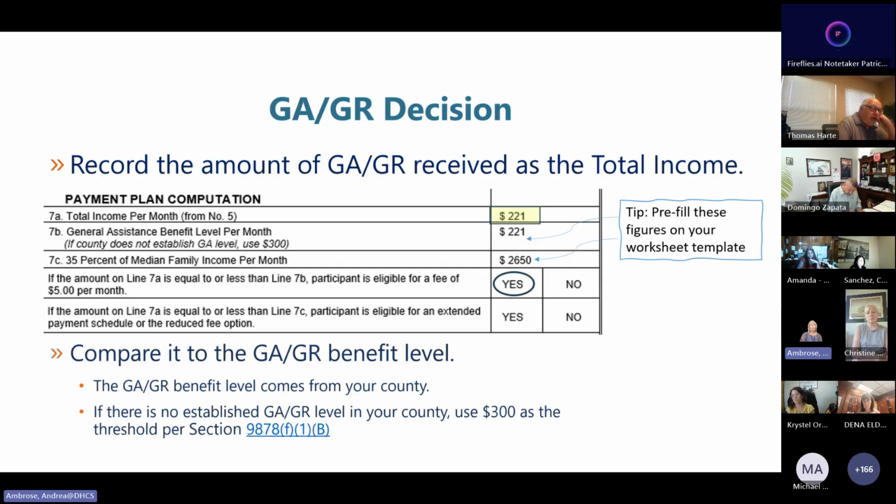Now, in your worksheet, you're going to want to make sure that you pre-fill your GA benefit level in your county and also the percent of median income for your county, because every time you do a financial assessment, you're going to be comparing those figures. So you'll want to fill those in on your template. If there is not a GA benefit level set in your county, then you use $300 as that threshold.